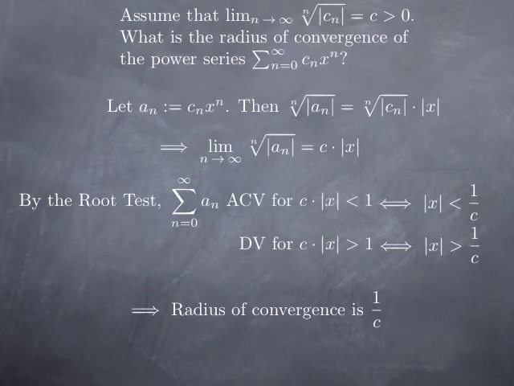The interval of convergence is going to be an interval centered at 0, because the power series is centered at 0, with radius 1 over c. We could do something similar with the ratio test, of course, as you could tell.